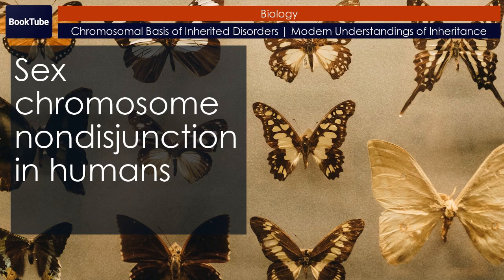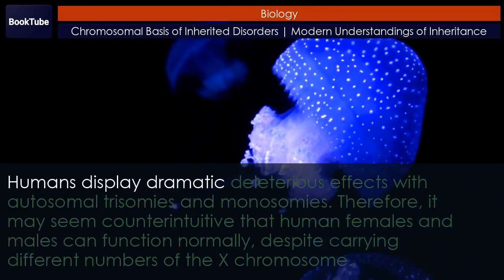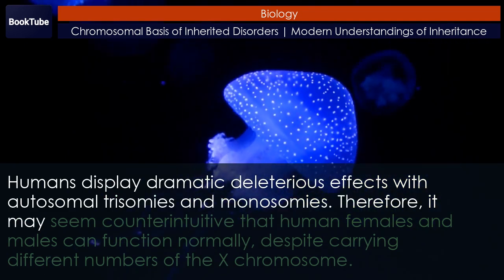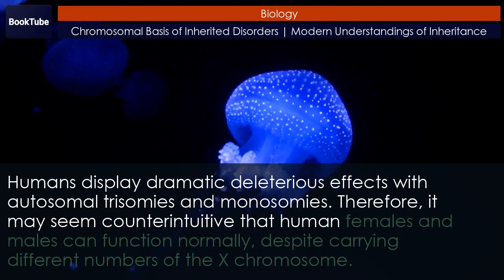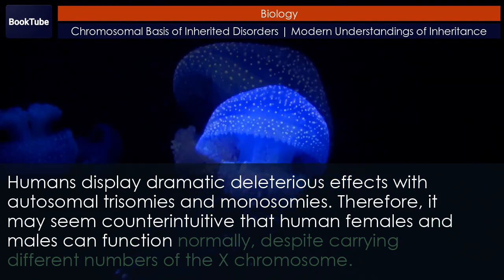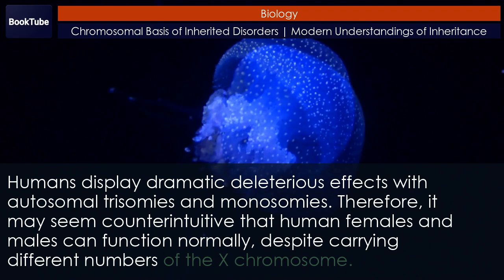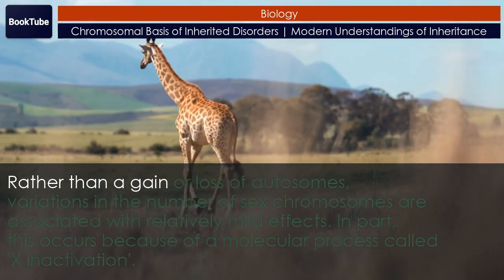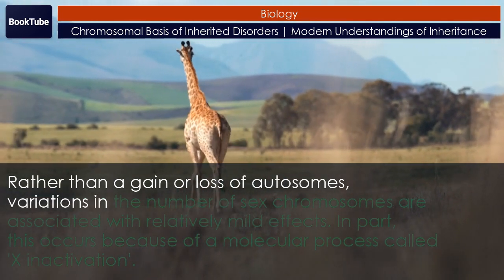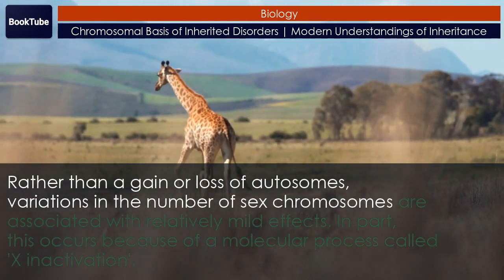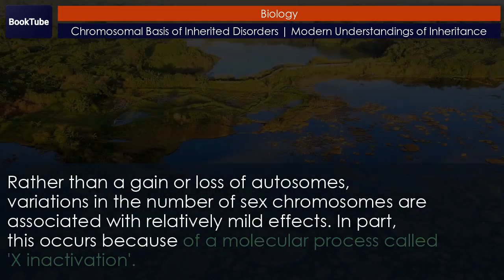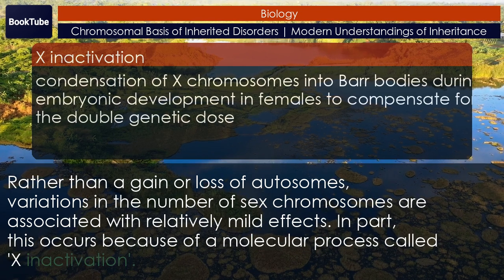Figure 4. Sex chromosome nondisjunction in humans. Humans display dramatic deleterious effects with autosomal trisomies and monosomies. Therefore, it may seem counterintuitive that human females and males can function normally, despite carrying different numbers of the X chromosome, rather than a gain or loss of autosomes. Variations in the number of sex chromosomes are associated with relatively mild effects. In part, this occurs because of a molecular process called X inactivation.